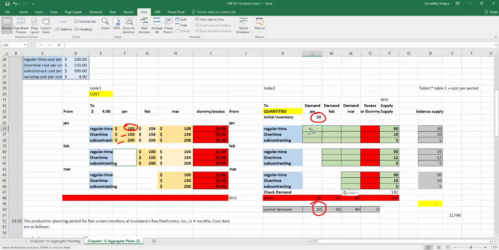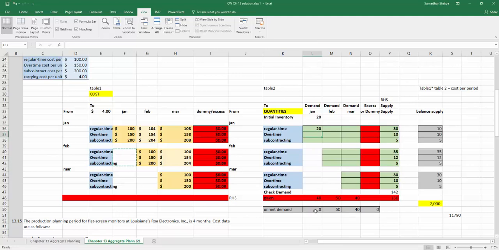Can we do that? Yes, we can, because we have the capacity to produce up to 30, but we only need 20 because that's the leftover demand here. So we put in 20 here.